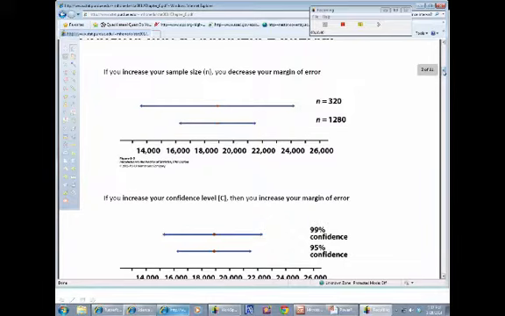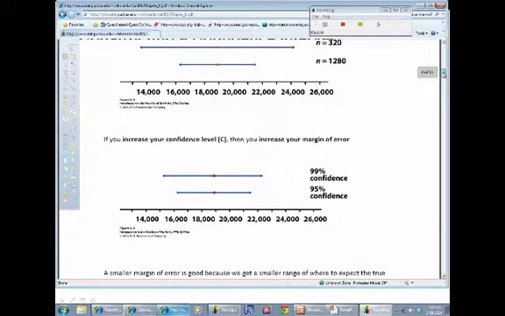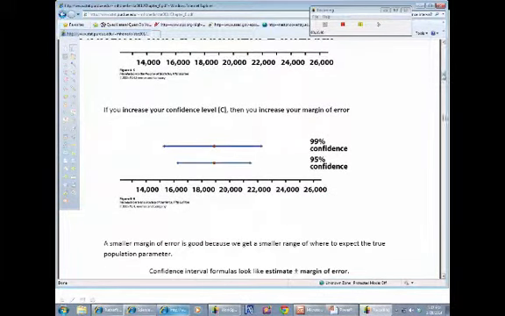You can increase your confidence level, but then you increase your margin of error. So the smaller the margin of error is good, because we get a smaller range of where to expect the true population parameter.